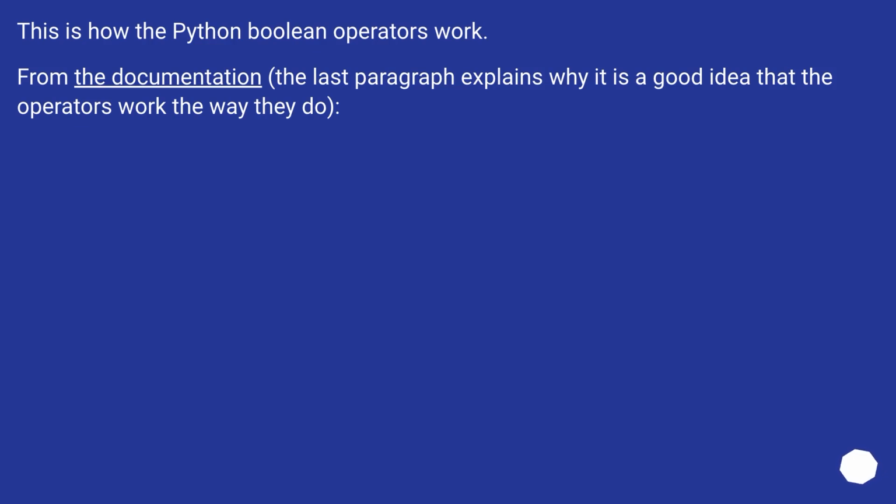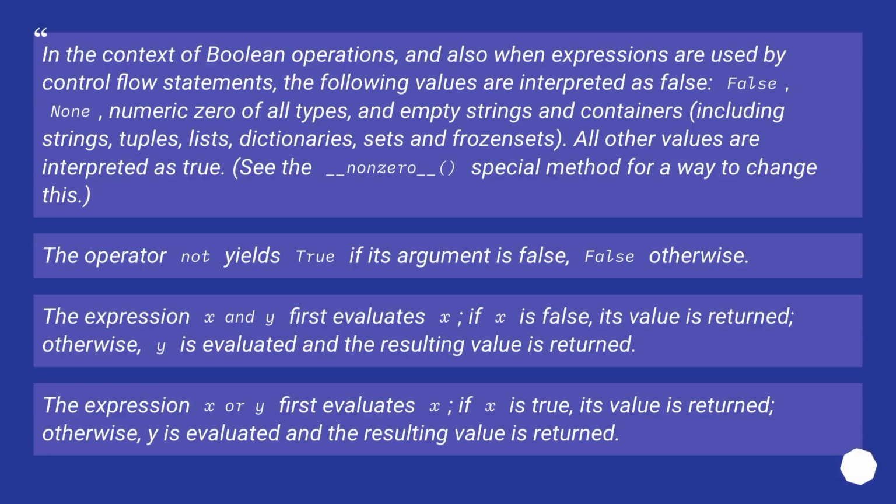This is how the Python Boolean operators work. From the documentation, the last paragraph explains why it is a good idea that the operators work the way they do. In the context of Boolean operations, and also when expressions are used by control flow statements, the following values are interpreted as false: False, None, numeric 0 of all types, and empty strings and containers, including strings, tuples, lists, dictionaries, sets and frozen sets. All other values are interpreted as true.